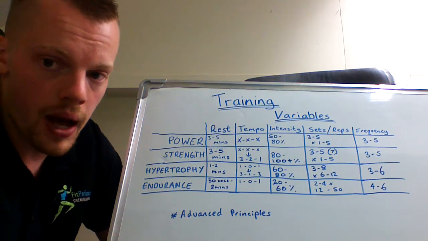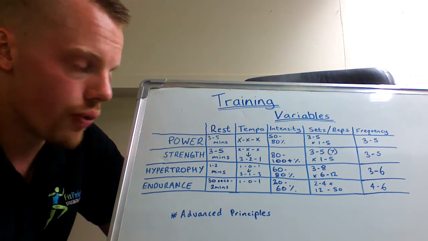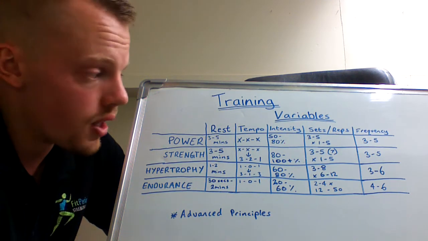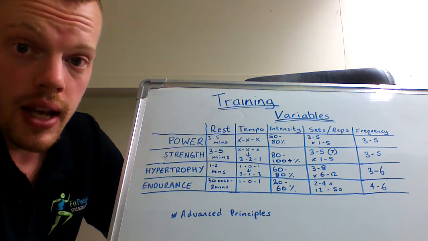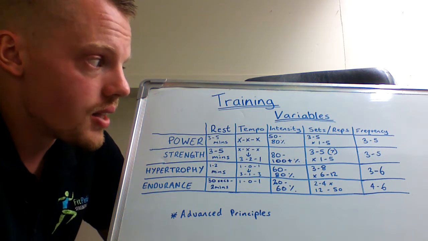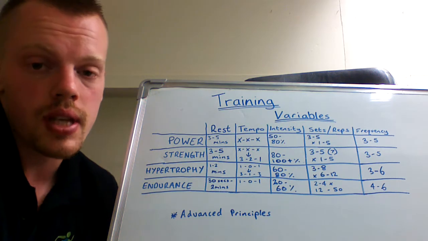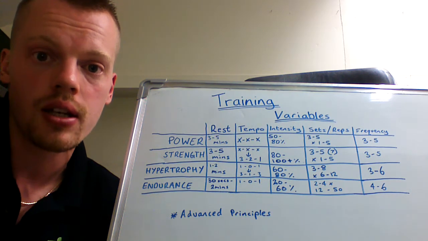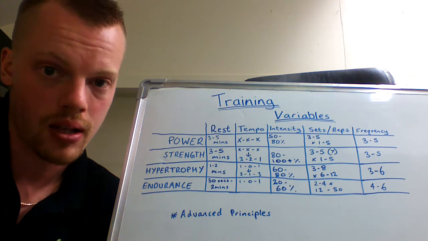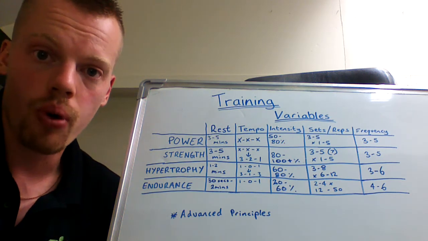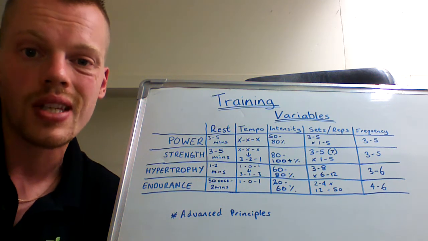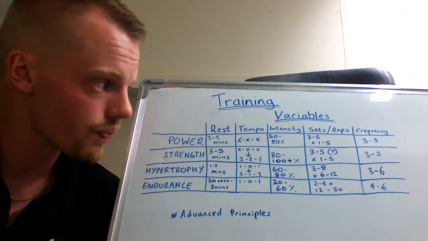So if we start with power, we generally use a 3 to 5 minute rest period at an explosive tempo. Now when I write programs I just put XXX for people to understand that. Intensity I use 50 to 80%. Now intensity refers to the load lifted and it is a percentage of your 1 rep max. So let's say for example you can clean 100 kilos, you would use 50 to 80 kilos as a percentage.